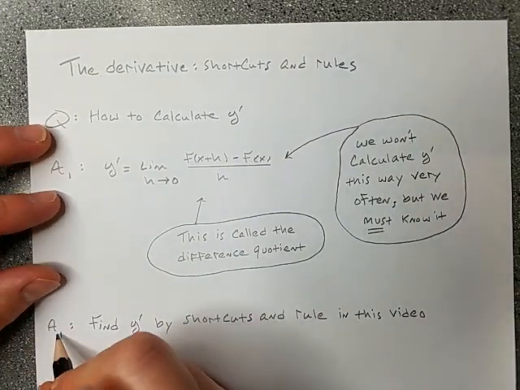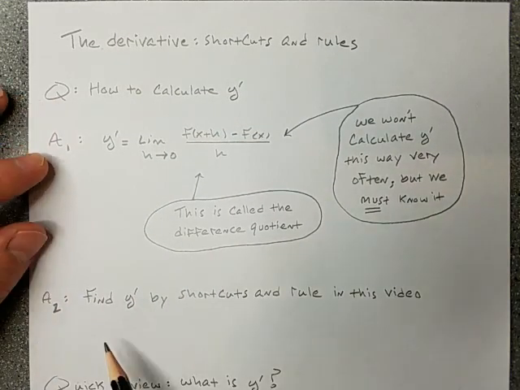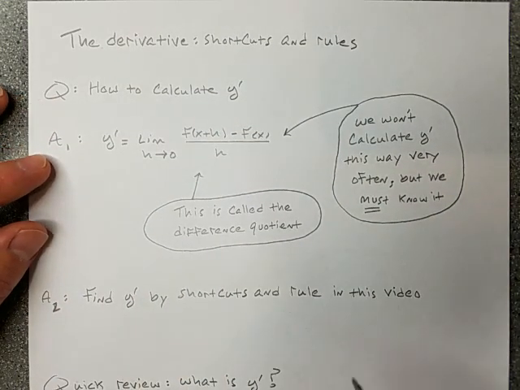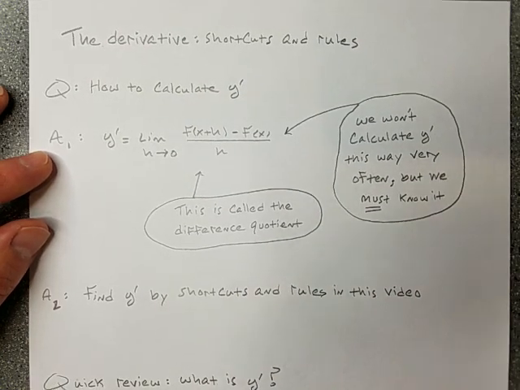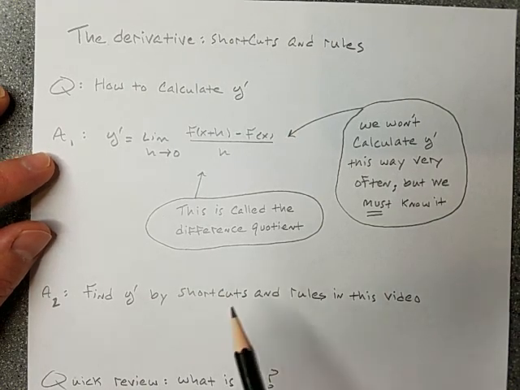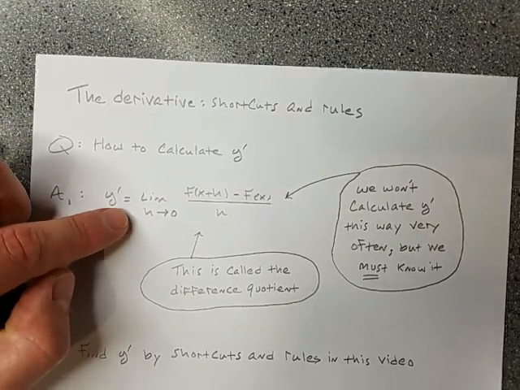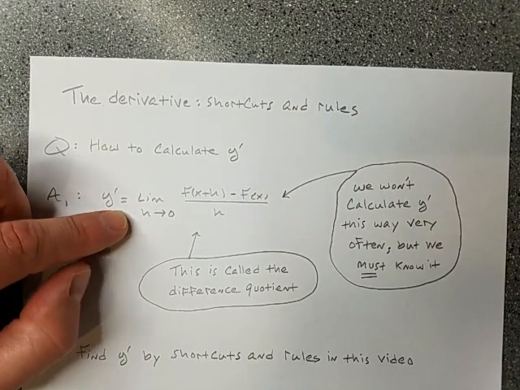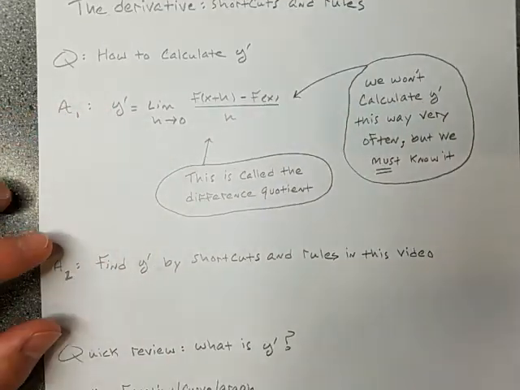Answer 2 is that we can find y prime by shortcuts and rules that you'll see in this video and some other videos to follow. We'll focus on the shortcuts and rules because although this may be necessary some of the time, it's not the easiest way to do things.